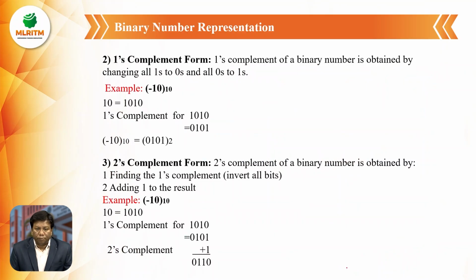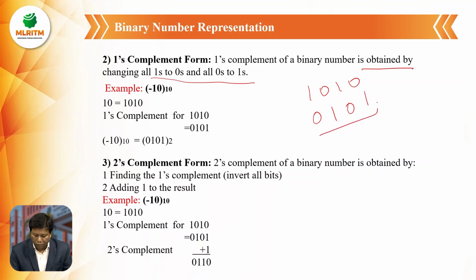One's complement form. The one's complement of a binary number is obtained by changing all zeros to ones and ones to zeros. Example: 1010. 1 becomes 0, 0 becomes 1, 1 becomes 0, 0 becomes 1. Then the final result is 0101 for 10.